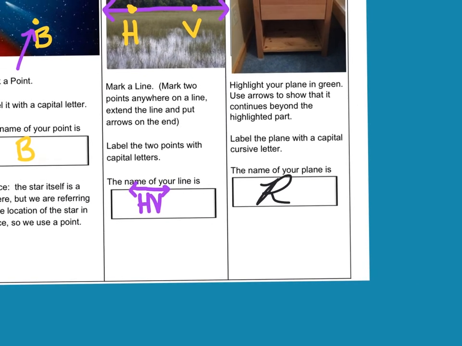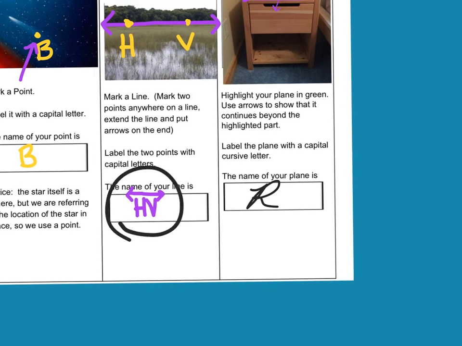Now my line, which I talked about earlier, will always have 2 capital letters that are not cursive. If you've got 3 capital letters, you might be referring to an angle, you might be referring to a triangle, so we only ever use 2 points when we talk about the line.